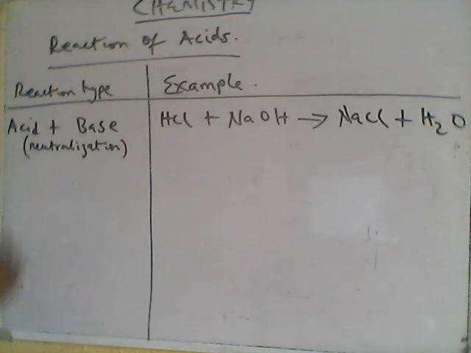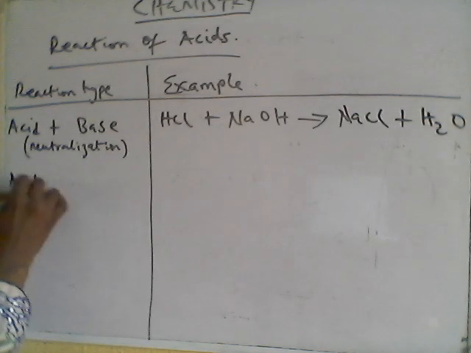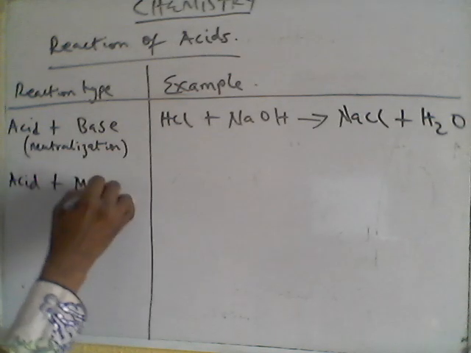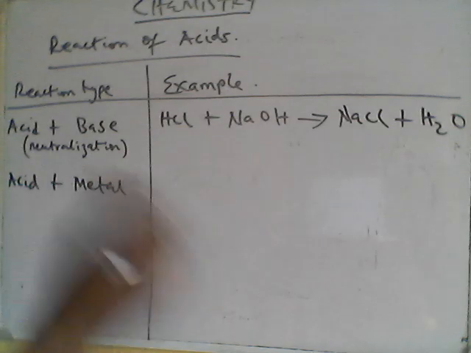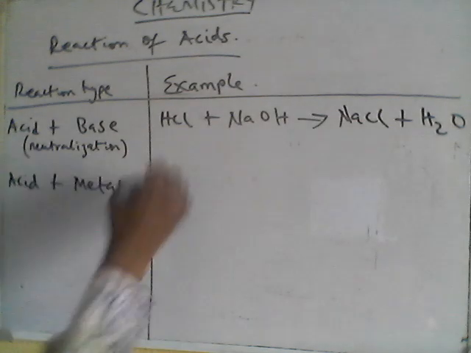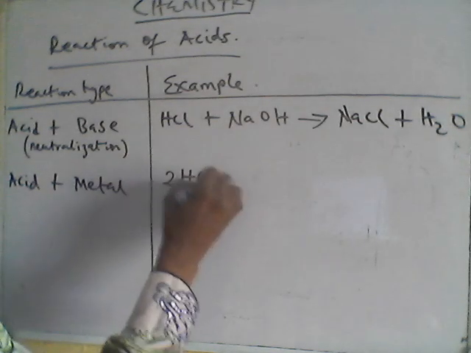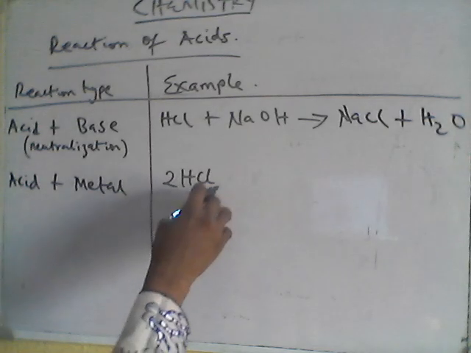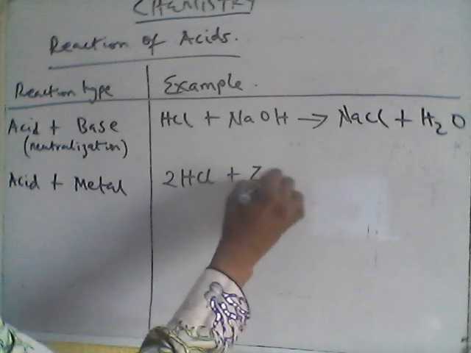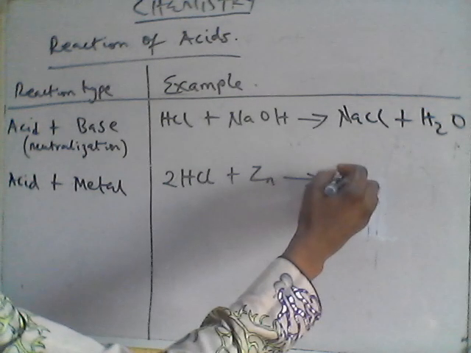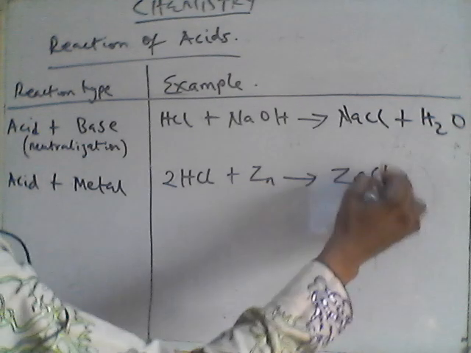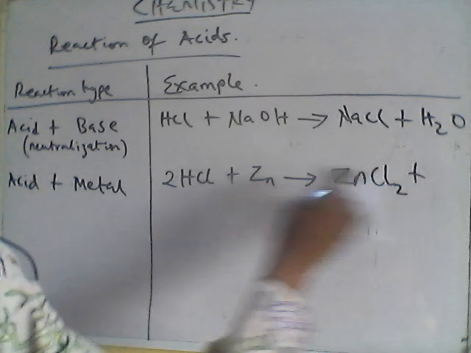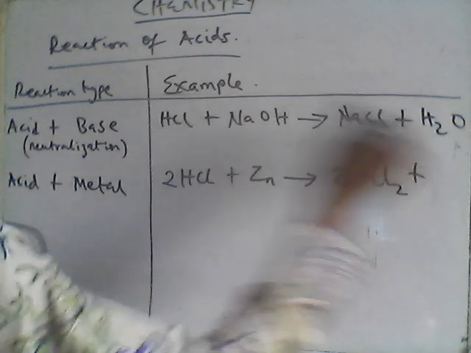The next one is acid and metal. How does it go? If acid reacts with metal, it will give you salt and hydrogen. Example, if I have 2 hydrochloric acid plus a metal, zinc, what will it give me? It will give me zinc chloride, a displacement reaction, and hydrogen is coming out.